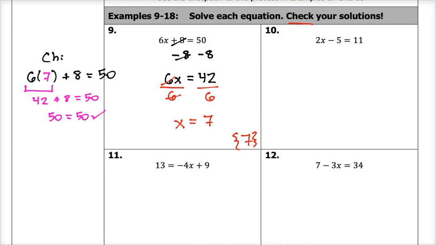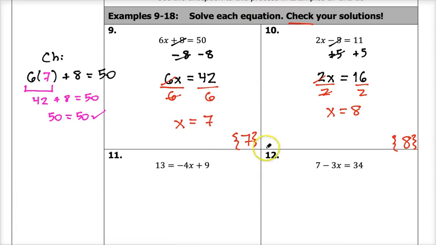For number 10, I have 2x minus 5 is equal to 11. So my first step is going to be to undo the subtraction, so I'll add 5 to both sides. When I do that, I get 2x equals 16. My next step is going to be to use division to get rid of my times 2 here. So I'll divide both sides by 2, and I get x equals 8.